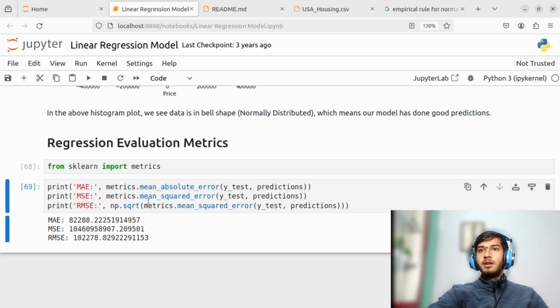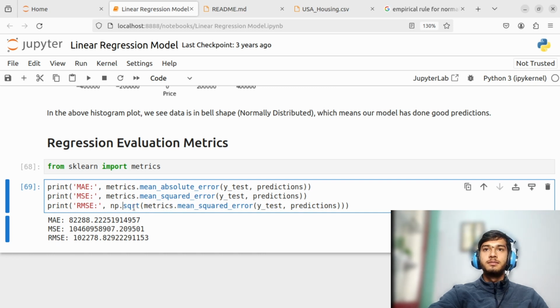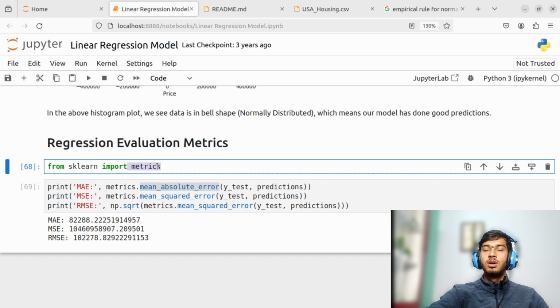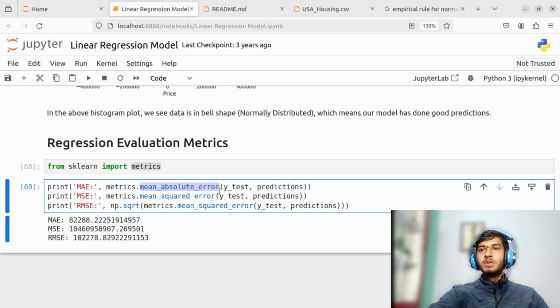Here we find the mean squared error, the same code, and just use the numpy square root function here. And then we are displaying it. Here we have the mean absolute error in the metrics. Here we are using pre-written code, that is metrics inside sklearn. Inside this we have the function mean_absolute_error.